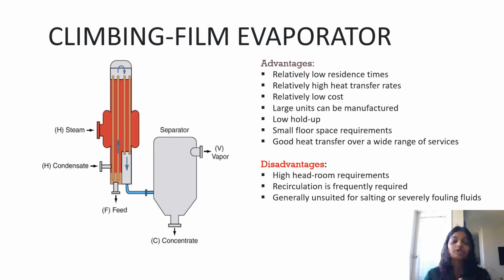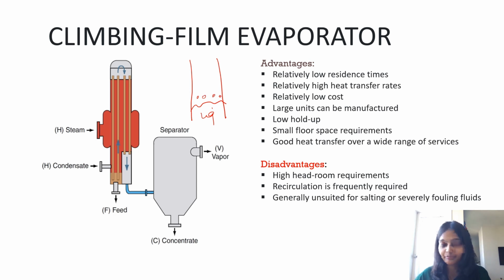Next, talking about the climbing film evaporator. This generally comes in combination with the falling film. Now, the major difference in the climbing film is that the liquid flow is like that in boiling. So first there is liquid, then small bubbles are formed, and then large bubbles are formed. This is how the liquid flows upward and the evaporation takes place.